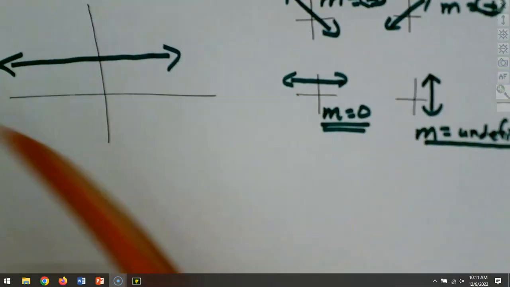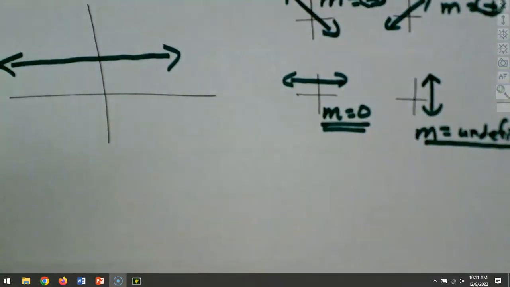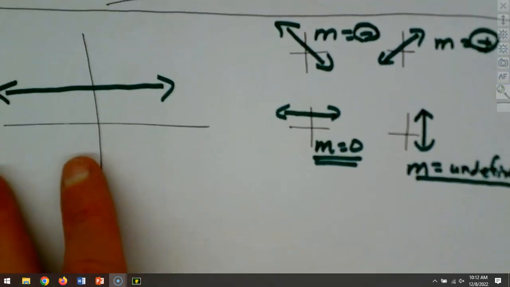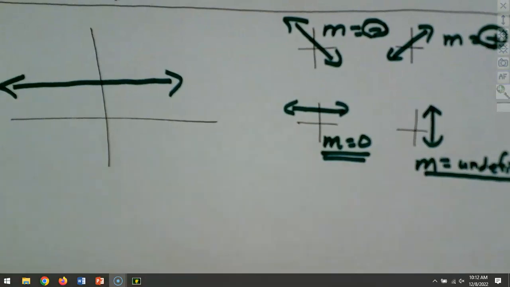Okay. And I may give you a vertical line instead of a horizontal one on your final. I like to do things like that, change it up a little bit. But this is just making sure that you understand the very, very basics of slope. So this line is a horizontal line. So what would its slope be?